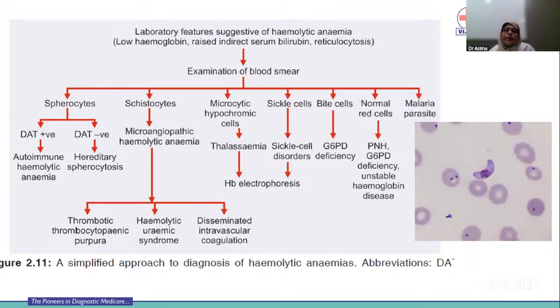PNH is paroxysmal nocturnal hemoglobinuria. In this, again, there's a membrane disorder, wherein the FLAER is the test which detects PNH, or it is CD55 and CD59 also, which detect the proteins attached to the anchoring protein on the membrane. We also have an important parasite, the malarial parasite, which also leads to hemolytic anemia.